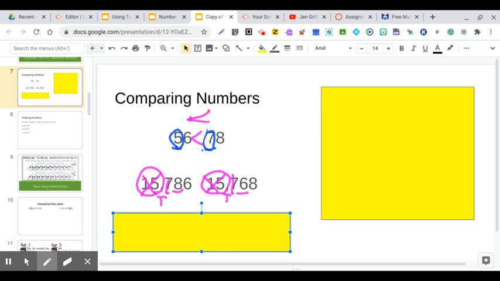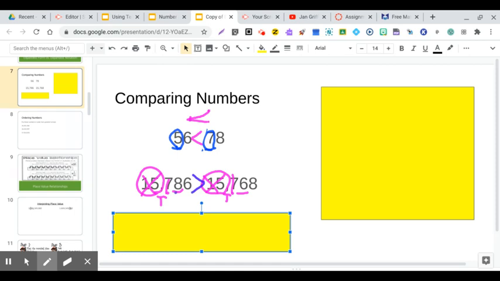Think in your head for a minute. 8 is than 6. I bet you got it right. I bet you said that 8 is bigger than 6. It's greater than. And so our symbol opens toward our 8.